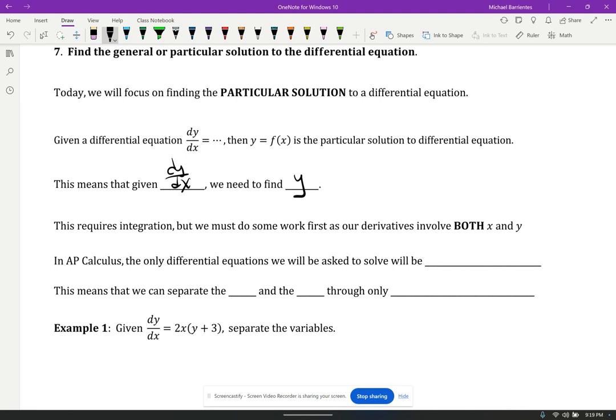In this course, there are many different types of differential equations. The only differential equations you're going to be asked to solve will be separable. What that means, you'll find out shortly, is that we're going to be able to separate my x variables to one side of the equal sign and my y variables to the other side of the equal sign. So we'll be able to separate the dx and the dy through only multiplication. And you're going to see that in example 1 right now.